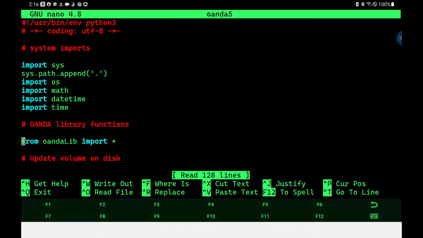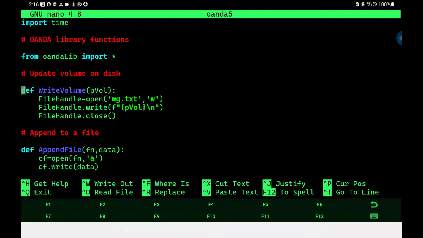From Oanda Library, import everything at program level. That's what this means. At program level means we don't need to put the file name that the function or class we are referring to is in, because it's loaded directly into the program at its base level. And we will see exactly how that works in just a minute.